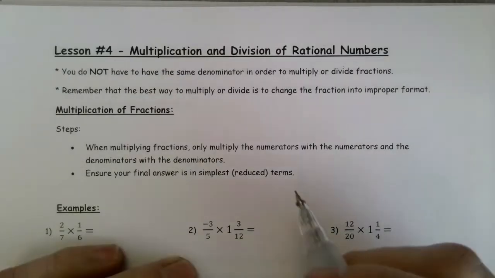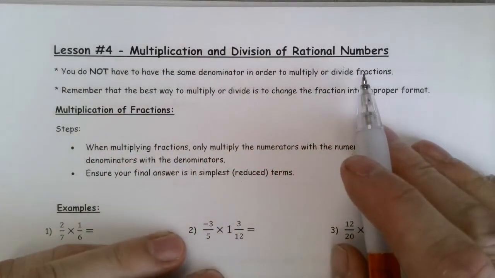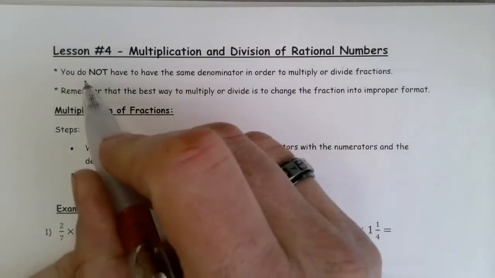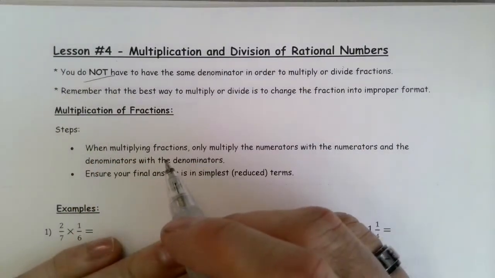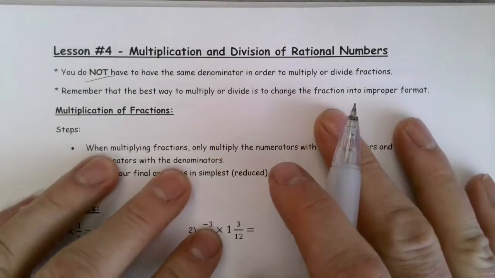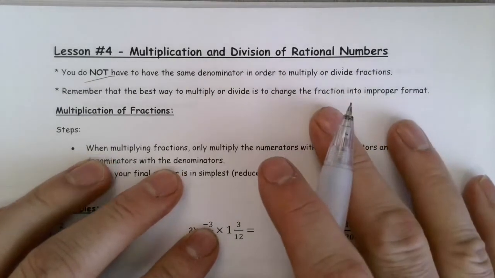Hi everybody. In this lesson, we're going to look at multiplication and division of rational numbers, or fractions. Remember that you do not have to have the same denominator in order to multiply or divide fractions. Not for this operation. If this was addition or subtraction, yes, you would. But not with multiplication or division. You do not need a common denominator.